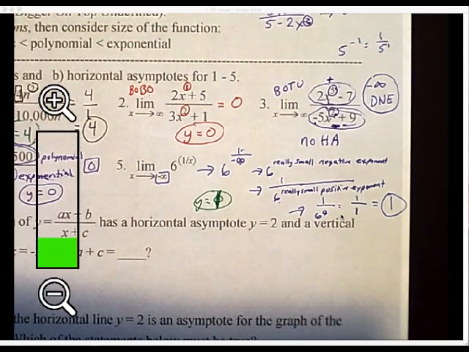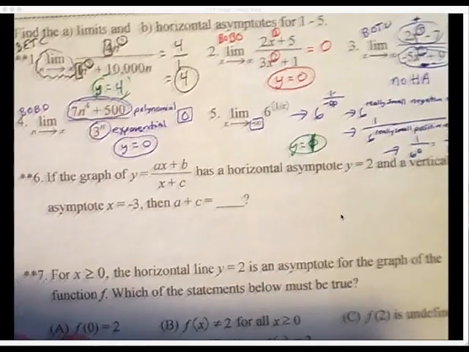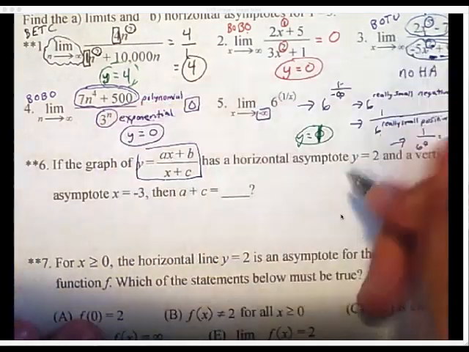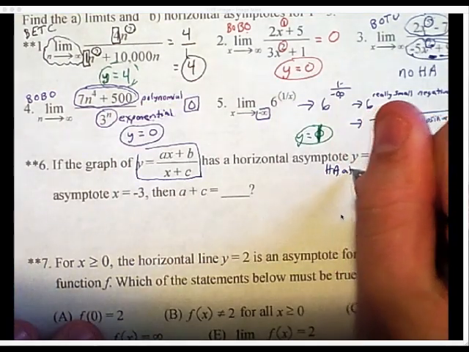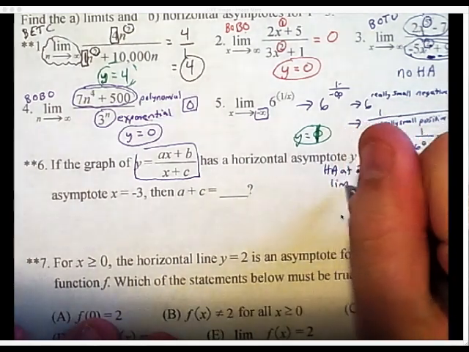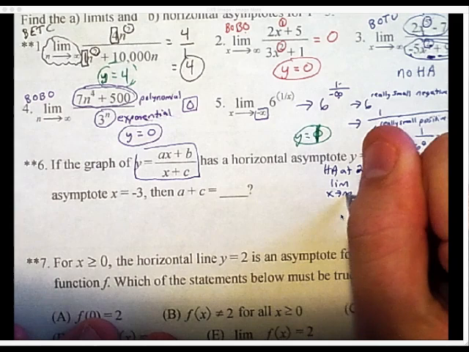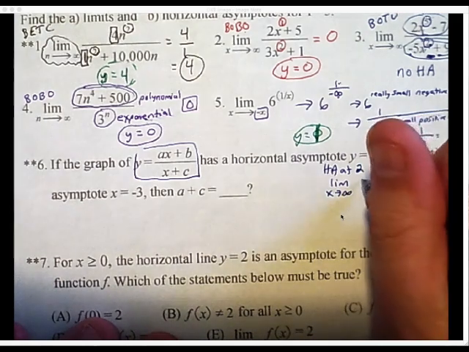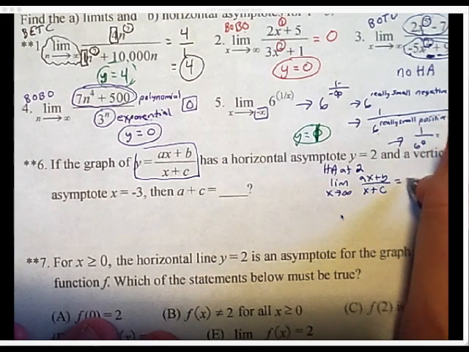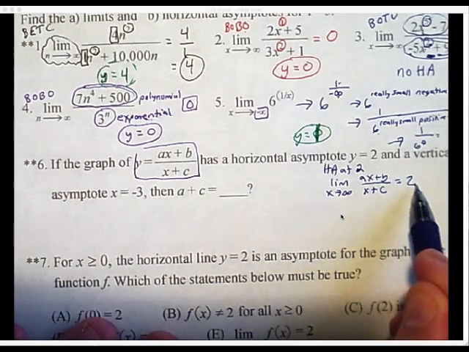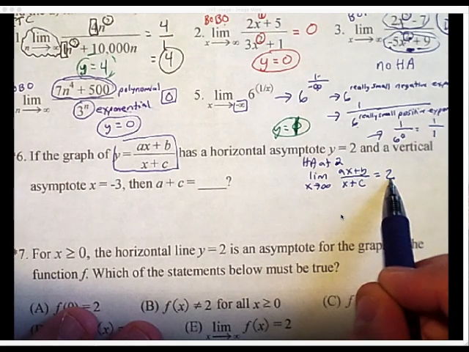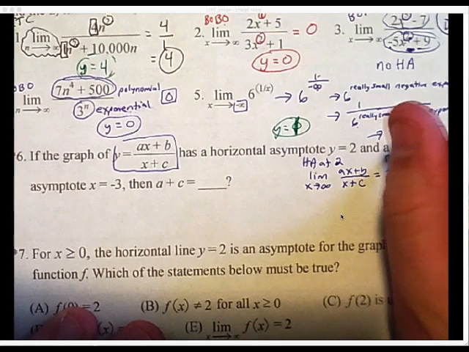Number 6, that was a former AP question. It says, if the graph of y equals this rational function has an HA at 2, what does that mean? That means the limit as x approaches infinity of this thing, ax plus b over x plus c, would equal 2. Well, this is a number. Okay. So when it's a number, we look at coefficients.